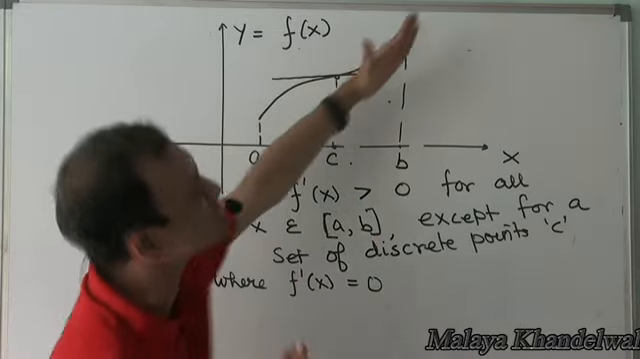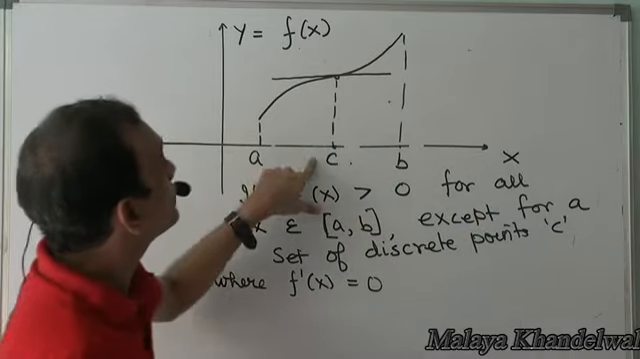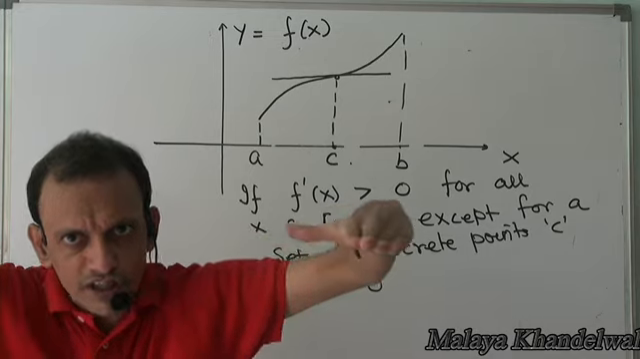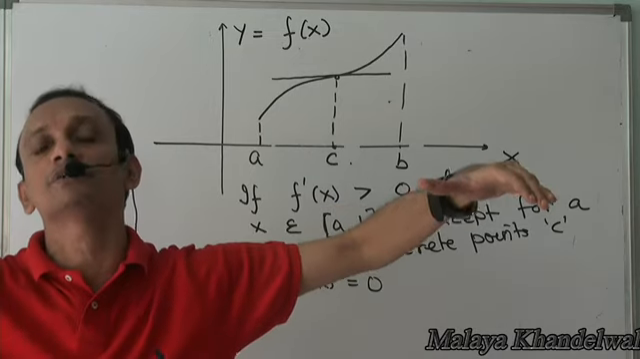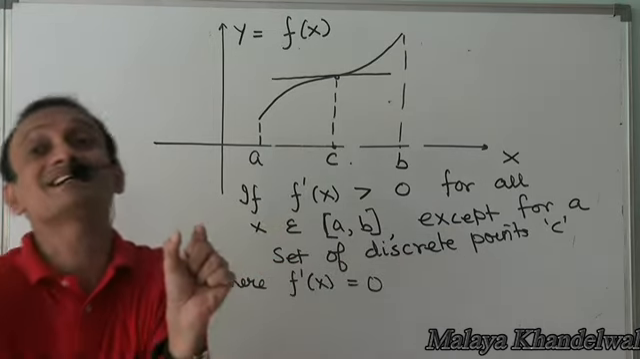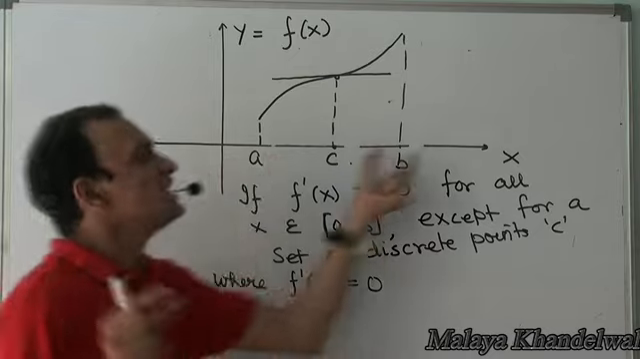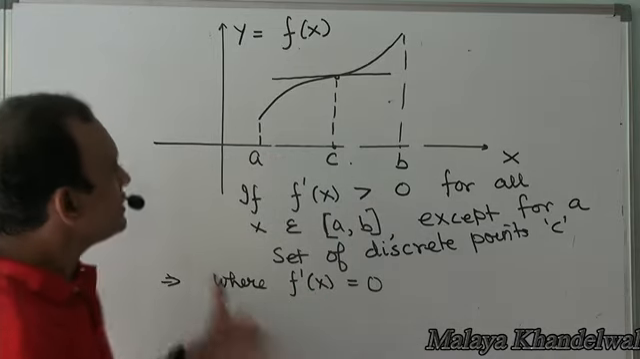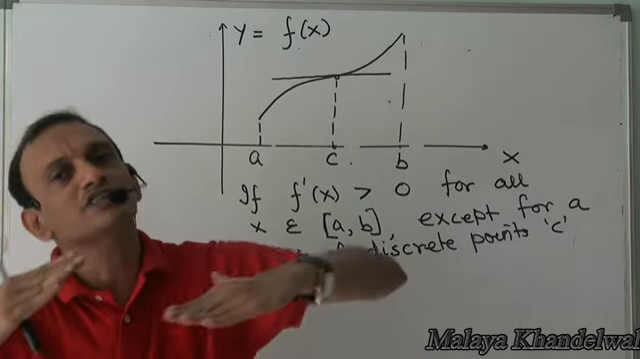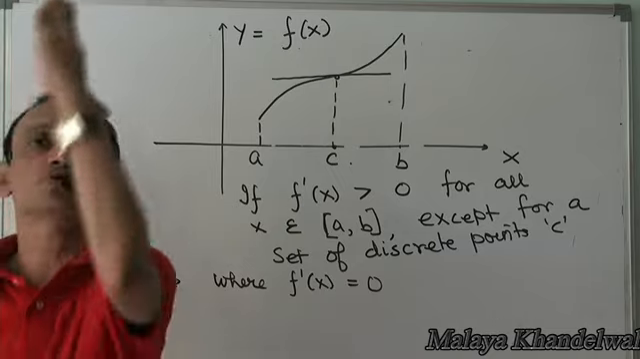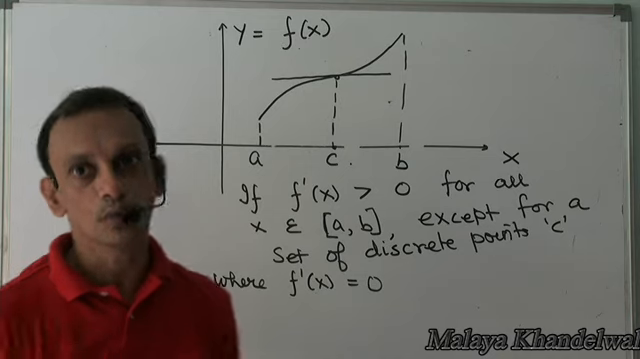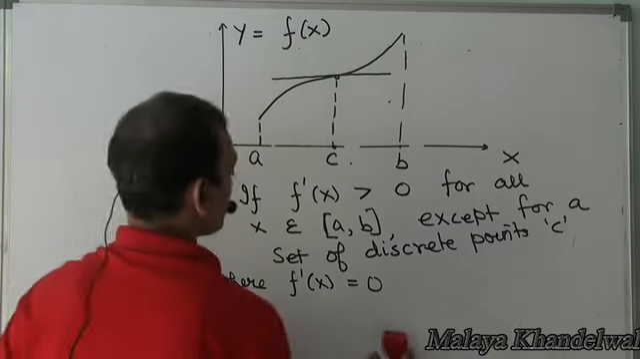The function will still be strictly increasing, even though you might find a few points c in the interval a to b that do not constitute a continuous interval. These c's should not constitute a continuous interval. As long as these c's are discrete, discretely placed in the interval a to b, and even though f dash x becomes 0 at these discrete points c in the interval a to b, fx will still be looked upon as an increasing function, strictly increasing function. Yes or no? Right?